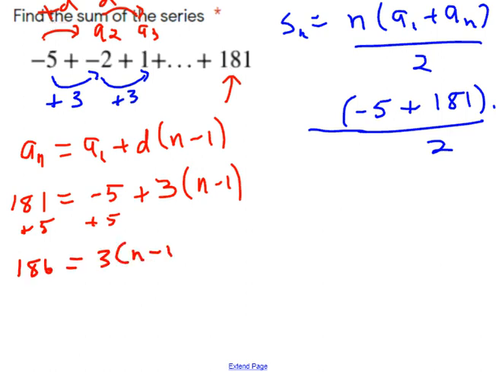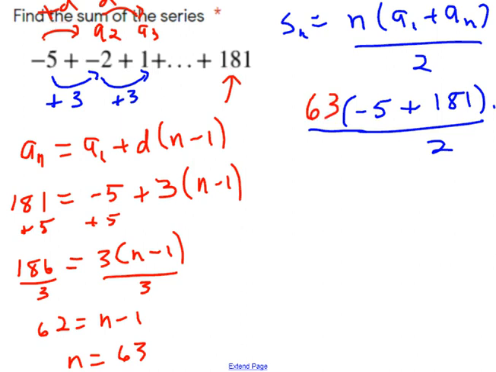Now you could distribute the 3 in and then add 3 and divide by 3, but I think it's easier right here if I divide by 3 and I get 62 is n minus 1. So then n is 63. And that's the n that I needed right here.